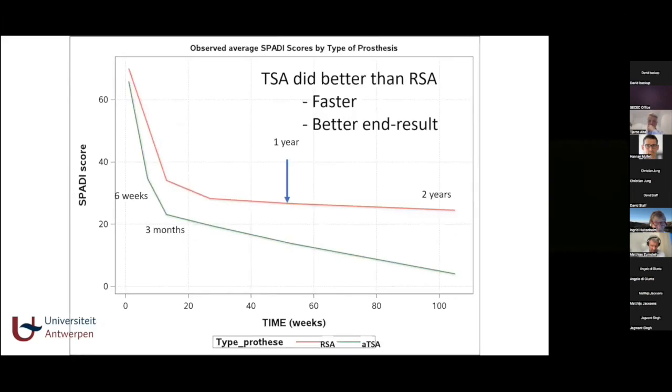If we make a distinction between the anatomic and the reverse total shoulder arthroplasties, we see a difference. Anatomic total shoulder arthroplasties were faster in lowering the SPADI score, and they have a better end result. The line for reverse total shoulder arthroplasty is less steep after 3 months than the line for anatomic total shoulder arthroplasty.